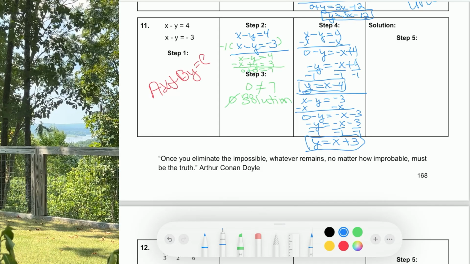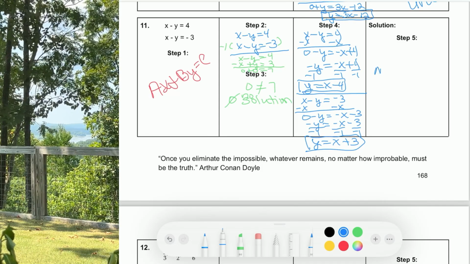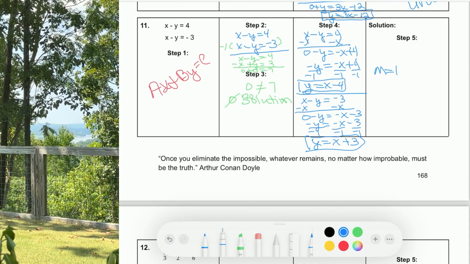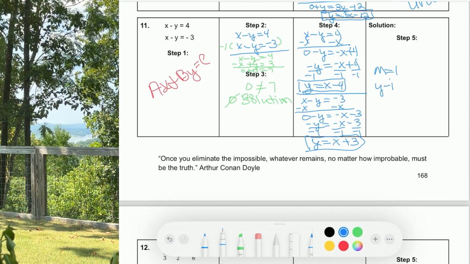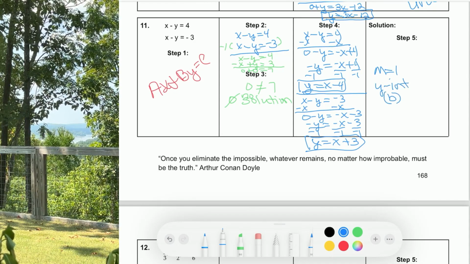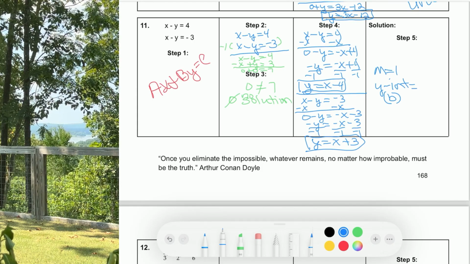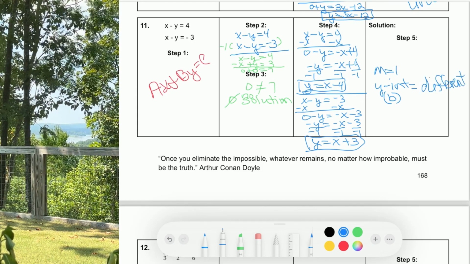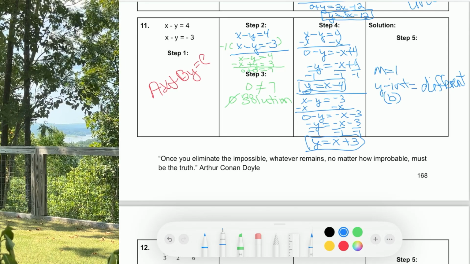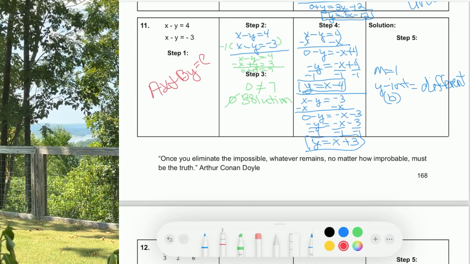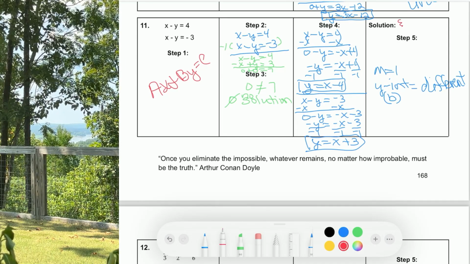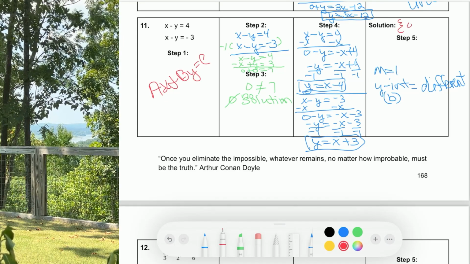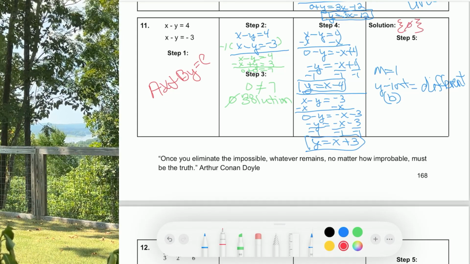All right, so let's compare our slopes. Our slope is a 1, that invisible 1. Our y-intercept, or b, is different. So what this tells me is our no solution answer is in fact no solution. We have parallel lines that have the same slope but will never intersect, so they will not share any solutions.